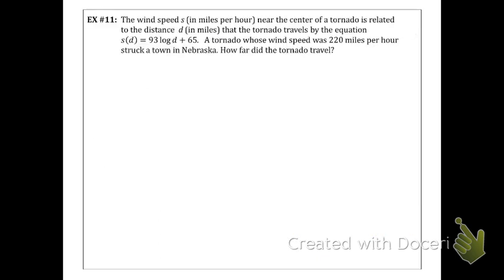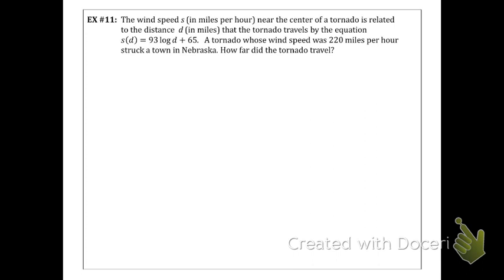All right, example 11 says the wind speed S in miles per hour near the center of a tornado is related to the distance d in miles that the tornado travels by the equation S of d equals 93 log of d plus 65. A tornado whose wind speed was 220 miles per hour struck a town in Nebraska. How far did the tornado travel?